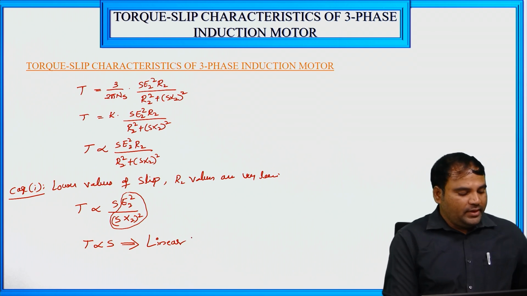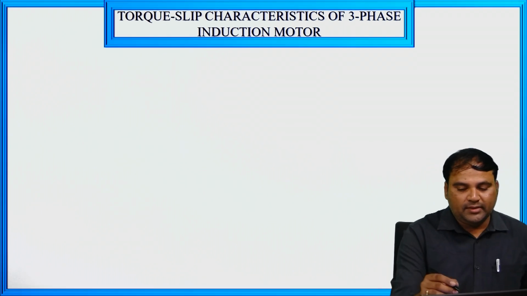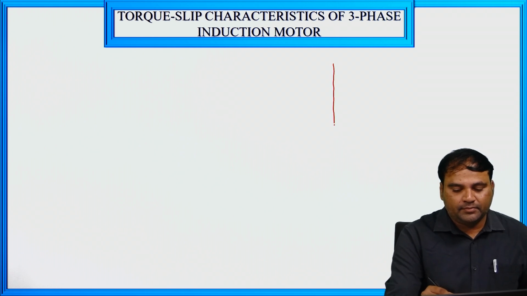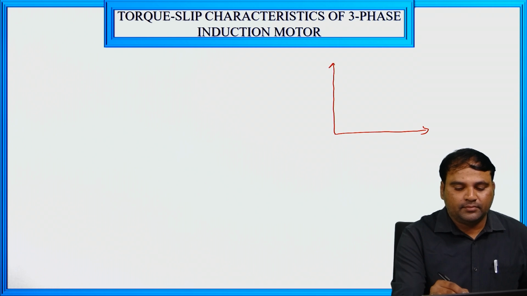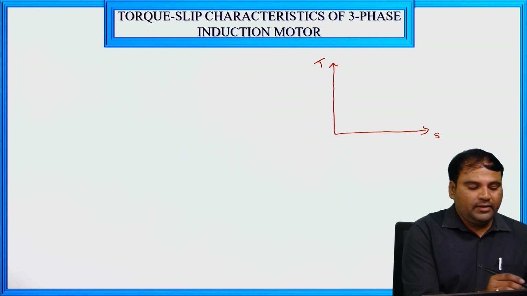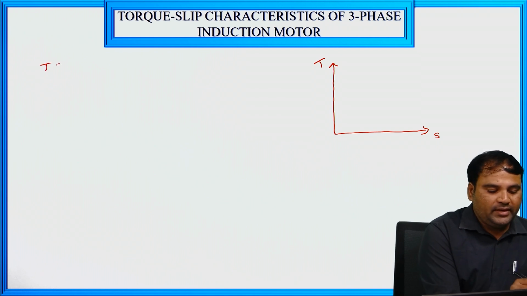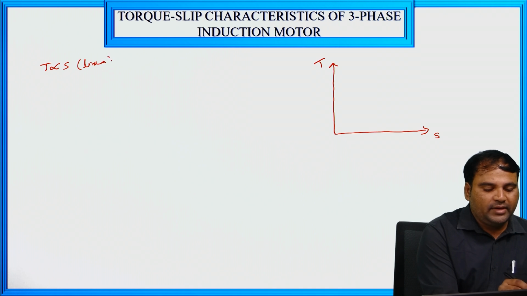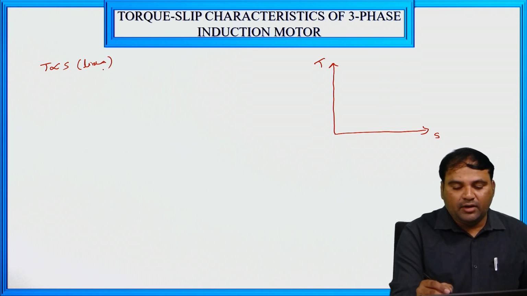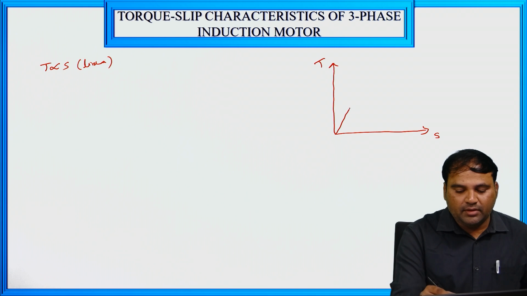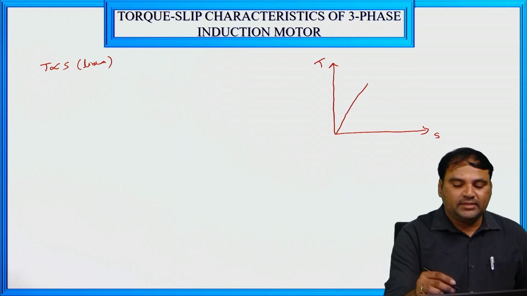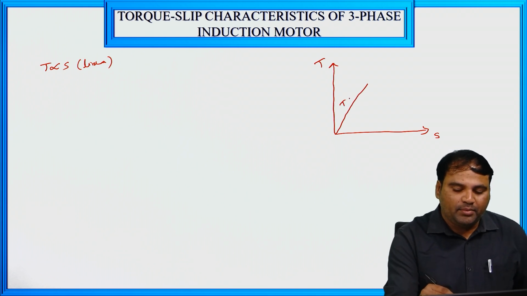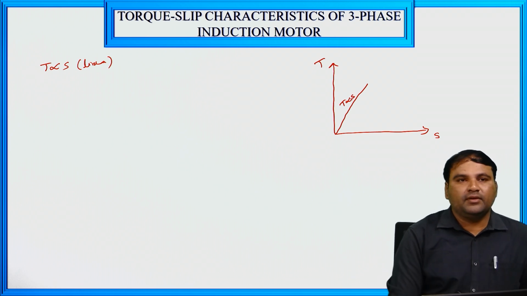Now I will draw the graph of torque and slip. For case 1 we get torque directly proportional to S, which means it is linear. Linear means it starts from the origin. So this is torque directly proportional to S for case 1.